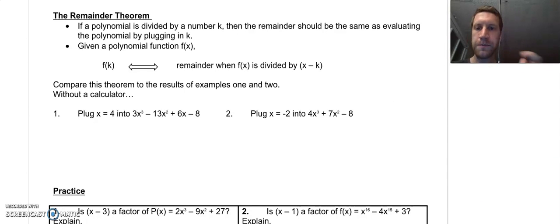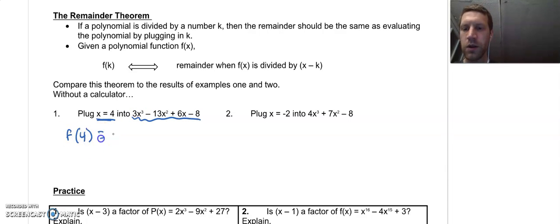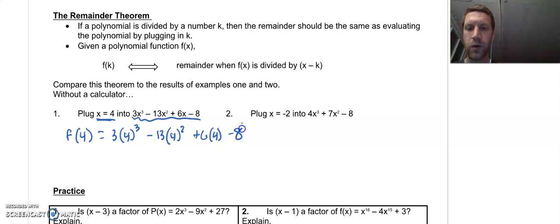Okay, remainder theorem. So here's how this works. If we want to plug in 4 for x into a polynomial here, what that really means is we're doing f of 4 equals, and then I would do 3 times 4 to the third minus 13 times 4 squared plus 6 times 4 minus 8.